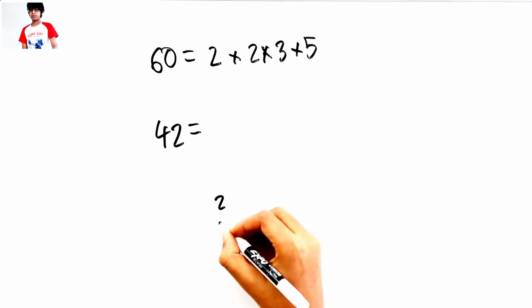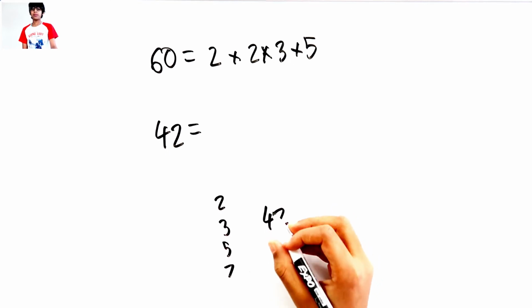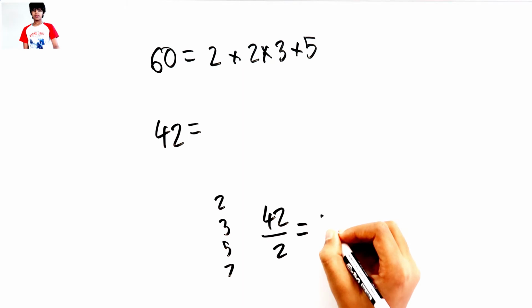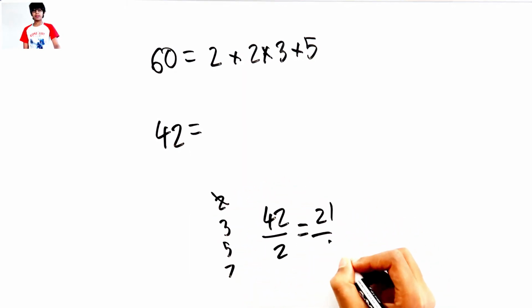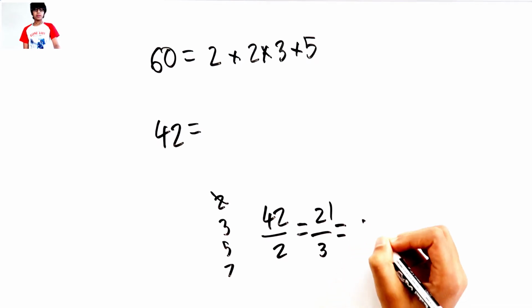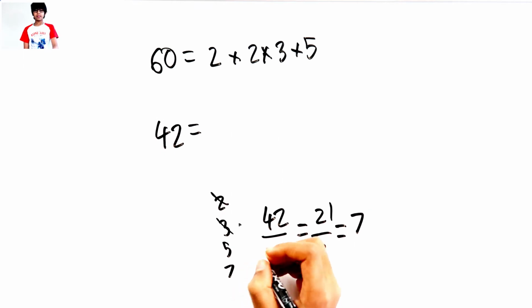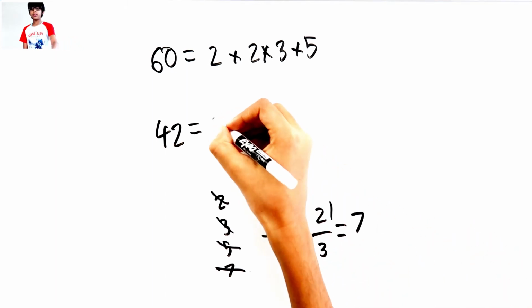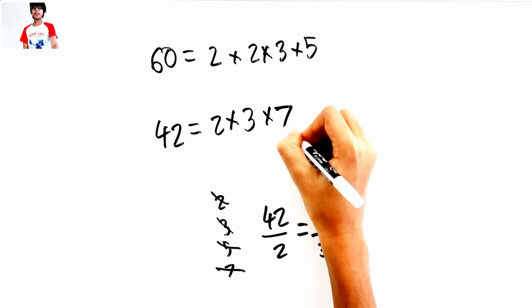The same way, let's find the prime number factors for 42. So, 2, 3, 5, 7, 42. So, 42 can be divided by 2, which is 21. 21 cannot be divided by 2. 21 can be divided by 3, which is 7. 7 cannot be divided by 3. 7 cannot be divided by 5. 7 cannot be divided by 7. These are the prime number factors of 42. So there are 2, 3, and 7.